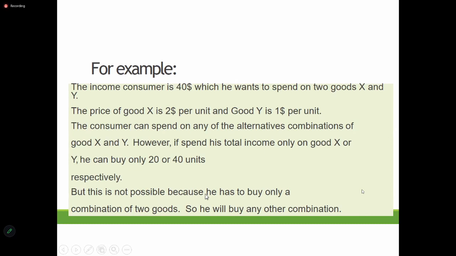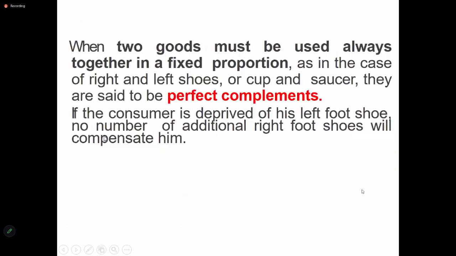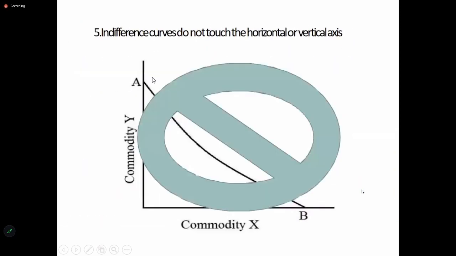Okay, so this is not possible because he has to buy a combination of two goods, not only Y or only X, because that's why we told no touching these two axes here. Not only commodity Y, not only commodity X.